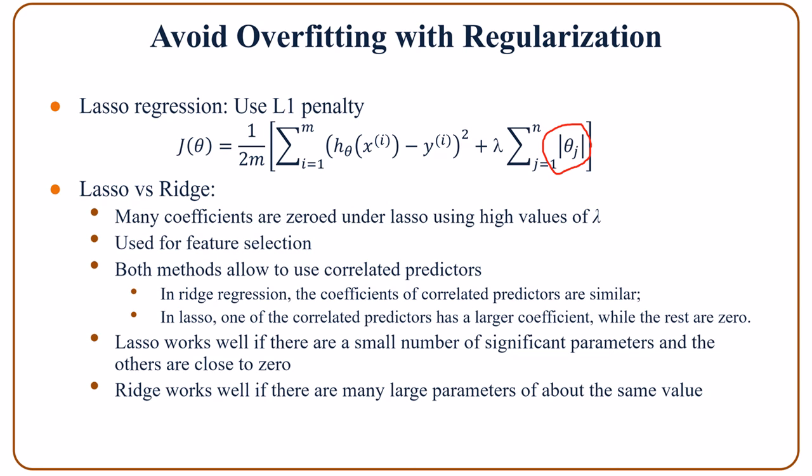Lasso regression works well if there are small numbers of significant parameters and the others are close to zero. For example, just a few predictors have influence on the target variable. Ridge regression works well if there are many large parameters of about the same values, meaning most predictors have influence on the target variable similarly.